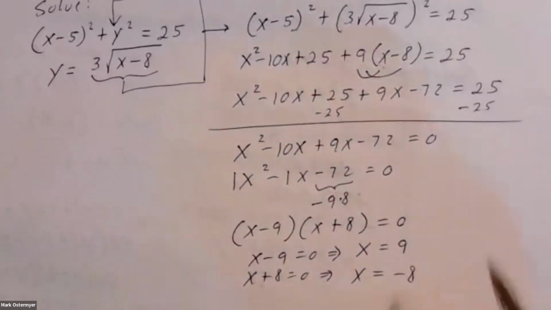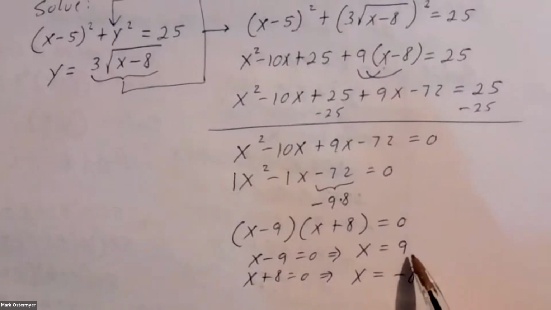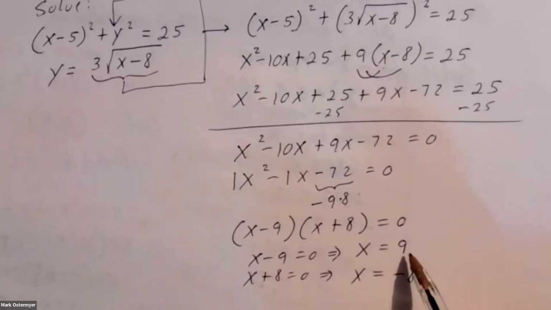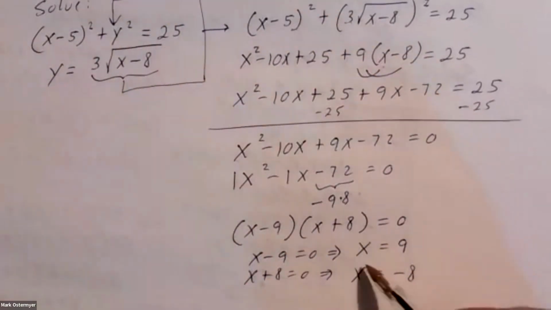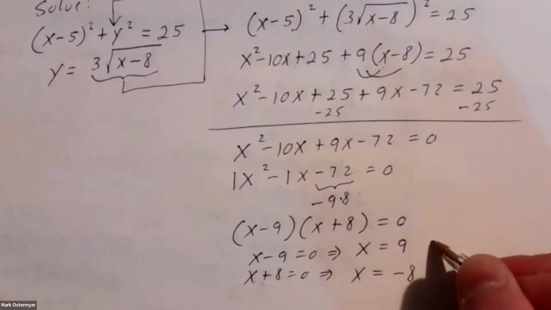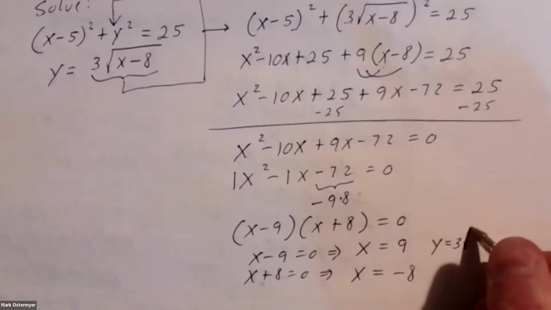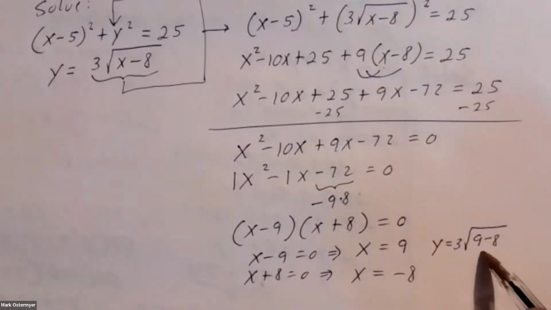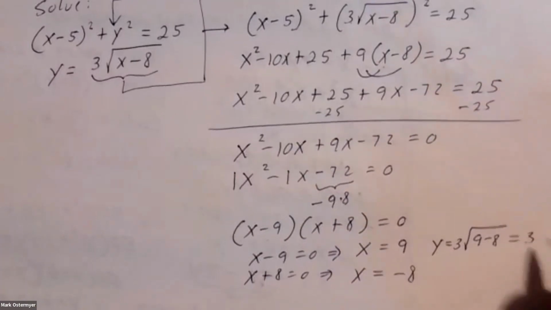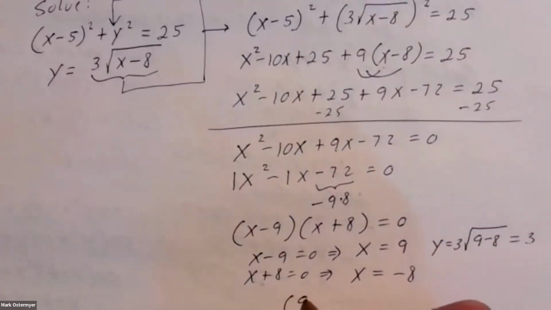Well, we found our x coordinates of our ordered pair solutions. We have to find the associated y coordinates. And to do that, I'm going to use the equation that's already solved for y. So when x is equal to 9, we see that y is equal to 3 times the square root of 9 minus 8, which is 3 times the square root of 1, which is just 3. So one ordered pair solution is (9, 3).